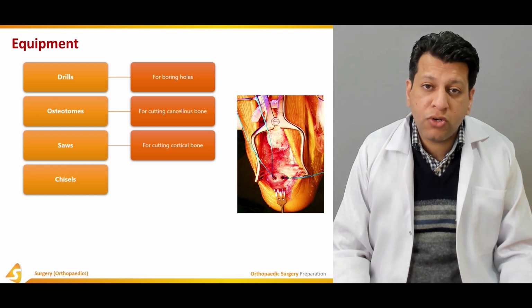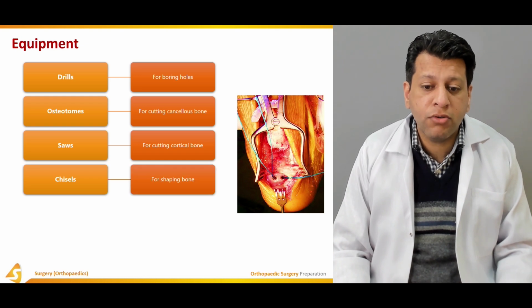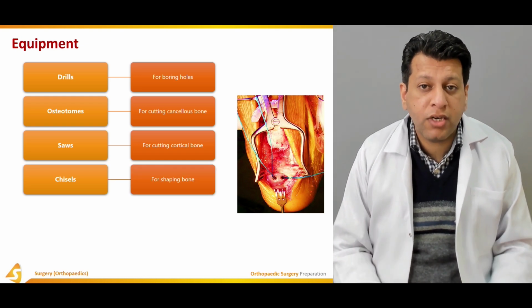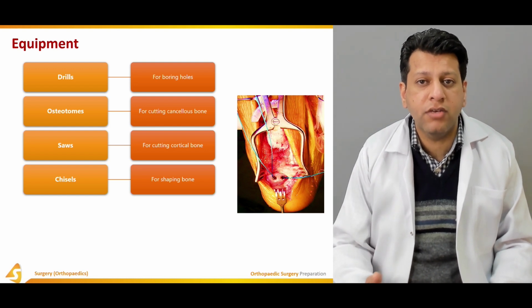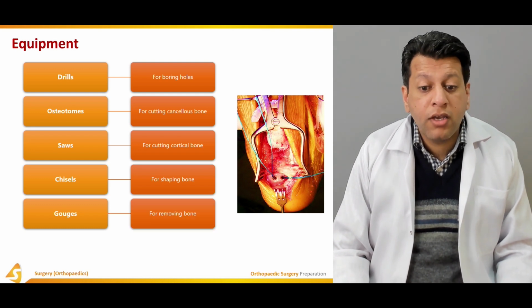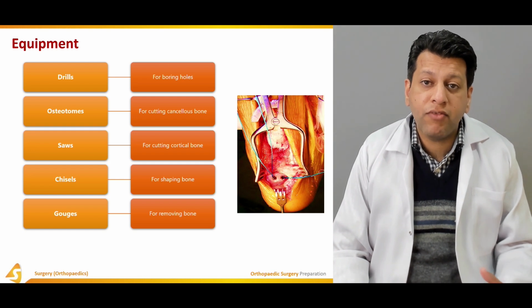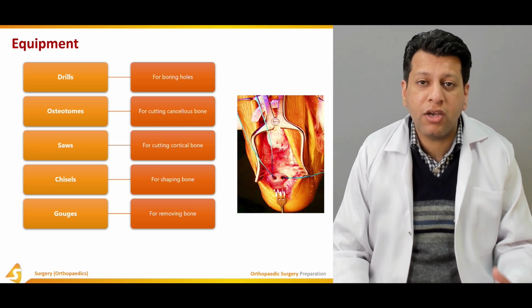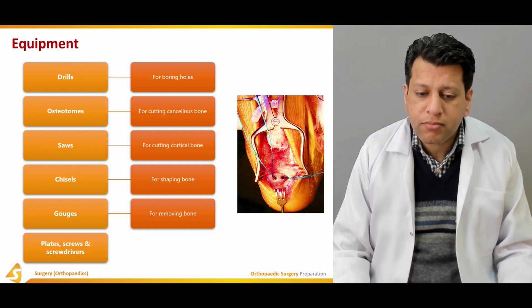Rongeurs, chisels, and different instruments are utilized for shaping the bone, so that there is no bony spur which can later damage soft tissue such as tendons and nerves. Then there could be use of gouges. This is for removing bone or curetting any material like pus, and necrotic bone which could be residing in the intramedullary cavity.